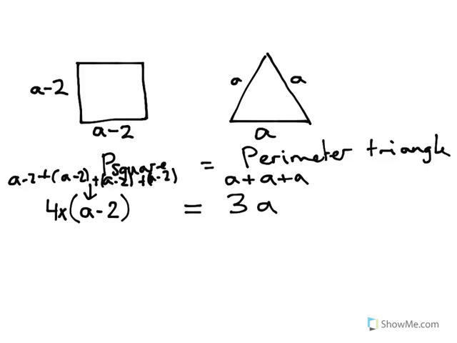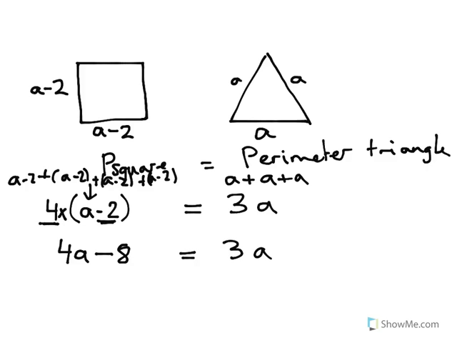Let's expand our brackets and see what we get. 4 times a is 4a. Plus 4 times minus 2. Well, a plus times a minus would give us a minus. 4 times 2 would give us 8. Equals 3a. And what we've got here is a's on the left-hand side and a's on the right-hand side.